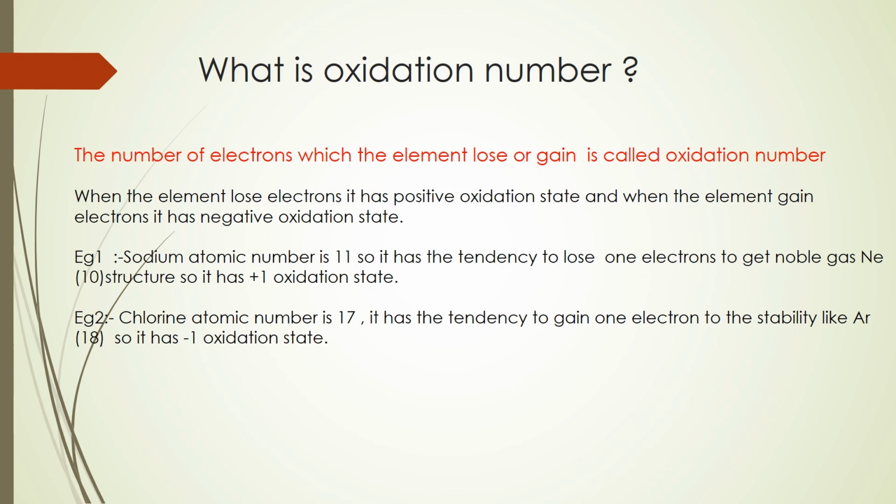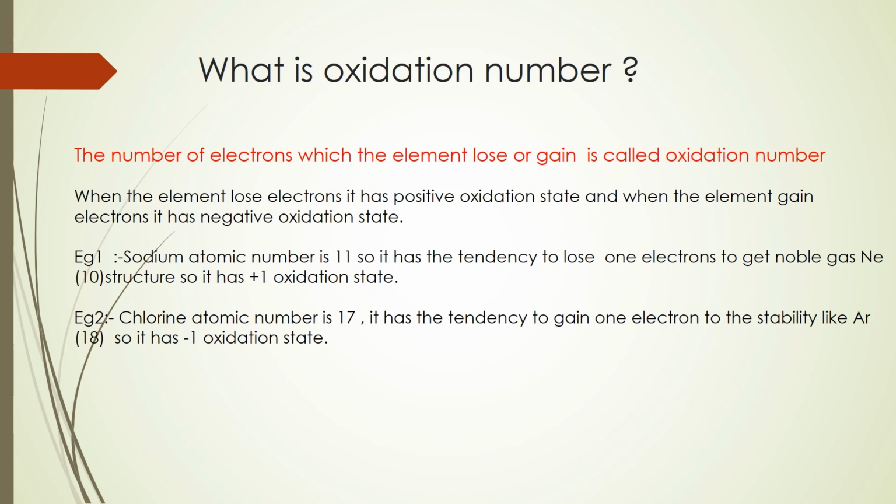has negative oxidation state. For example, sodium atomic number is 11. So it has the tendency to lose one electron to get noble gas like neon 10 structure. So it has +1 oxidation state.